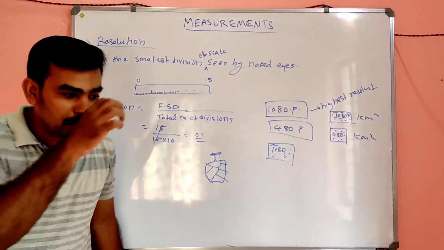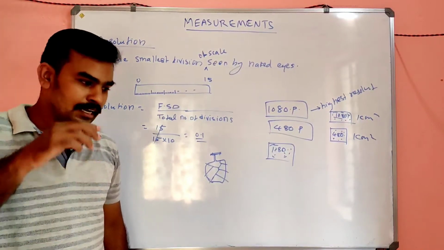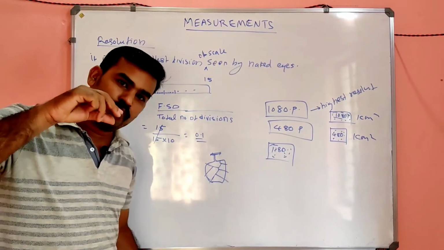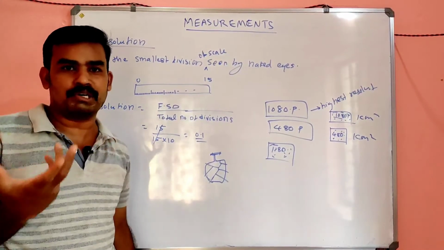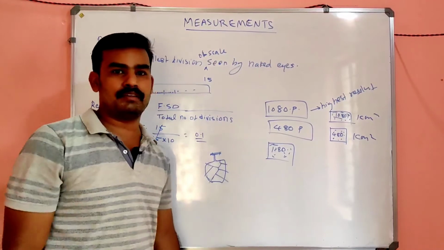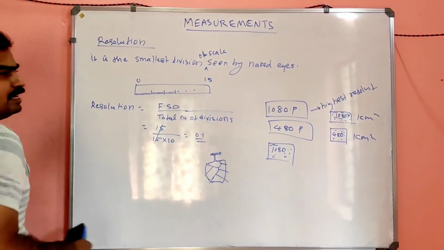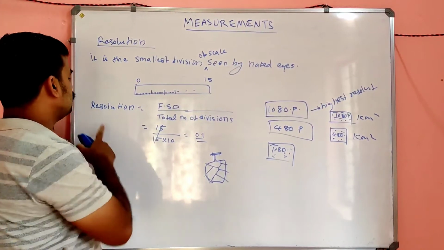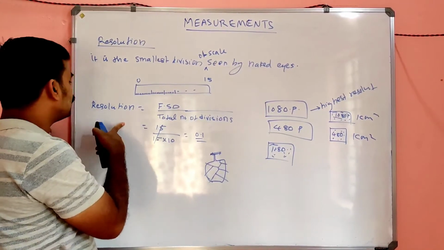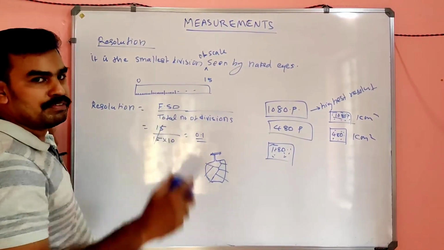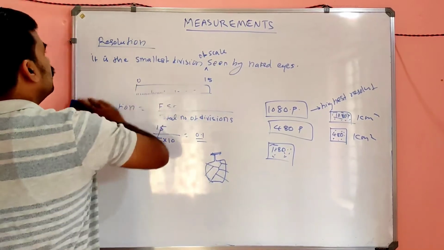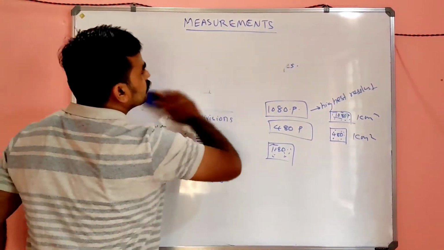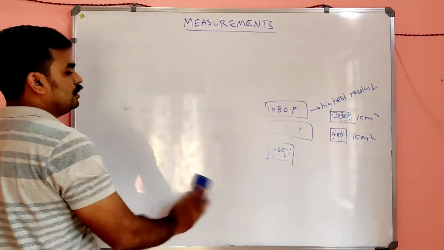High resolution microscope, what is the meaning? You can move into a very deep level of every small organism or every cell. That is the meaning of high resolution. Okay, that's it. The equation you have to remember is full scale deflection divided by total number of divisions. That's all, okay, my dear. That is the meaning of resolution.